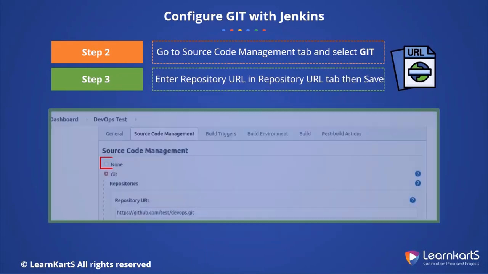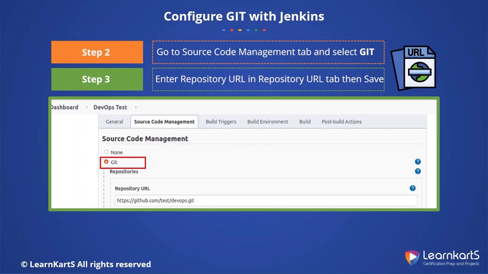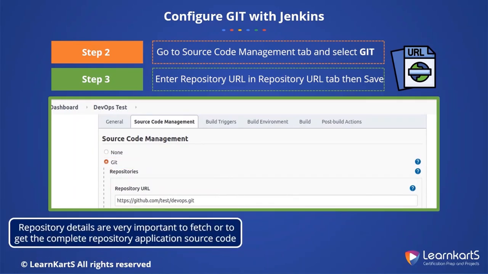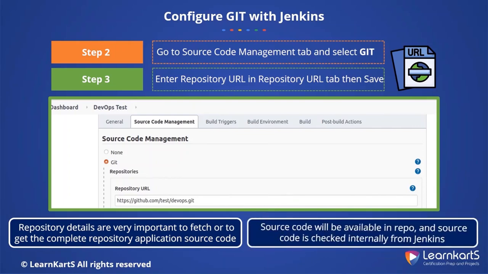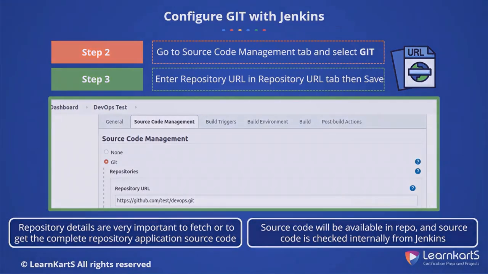Since we have the repository available in GitHub, I can give the GitHub link over here, that yes, from this you wanted to fetch the repository. Now this repository detail is very important, because from this repo only, you are going to get the complete repository application source code. Your source code will be available in this repo, and internally from Jenkins, you're going to check out this source code so that you can start doing the build automation and trigger the builds over here. That's something we are trying to achieve over here.